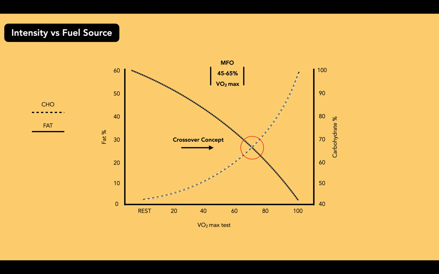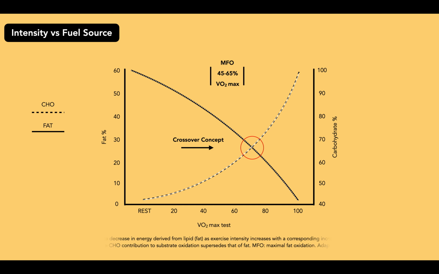Basically what happens is, as the intensity of exercise increases, the fuel that we utilize changes from fat to carbohydrate. So carbohydrate is used at higher intensity exercise and fats at lower intensity. Okay, so that is intensity and fuel source.